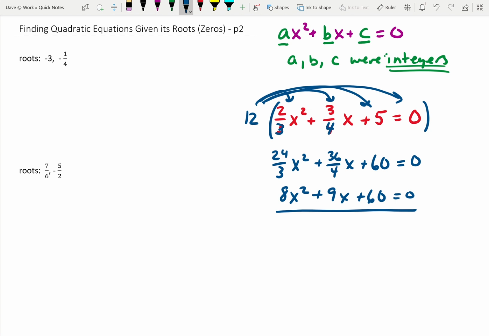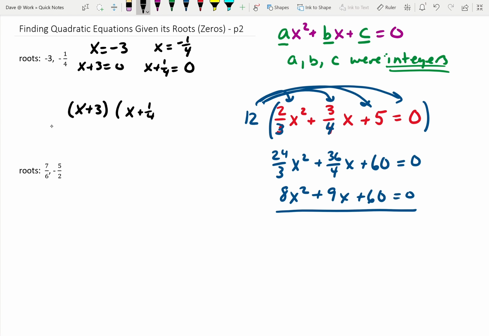Now, it would be a lot easier if I could do that immediately with the roots that I have. So if I have one root being x equals -3, it's not going to take me long to figure out that if x plus 3 equals 0, one of my factors should be x plus 3. On the other hand, if I have a root that's a fraction, in this case -1/4, I could go x plus 1/4 equal to 0, and then I could technically use that as a factor and multiply them together.